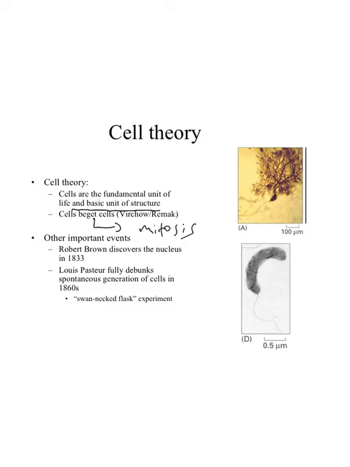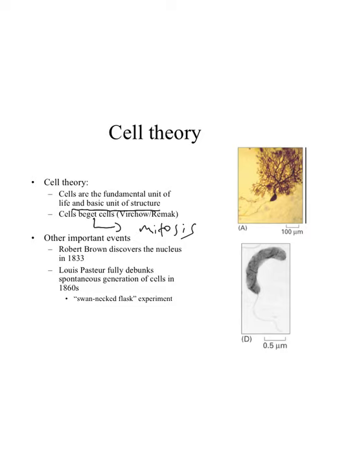A couple of other important events along the way are indicated here. Robert Brown was the person who first discovered organelles within eukaryotic cells. He discovered the nucleus in the early 19th century. And then Louis Pasteur, who we think of as one of the early microbiologists, was able to finally debunk the idea of spontaneous generation in 1860 with his swan neck flask experiment.